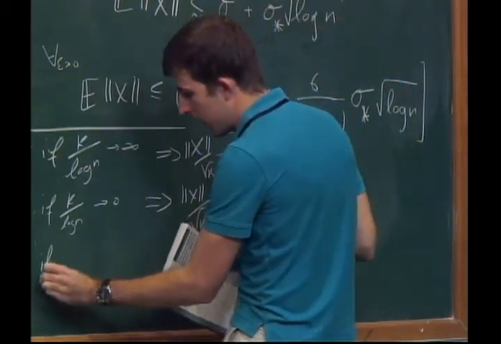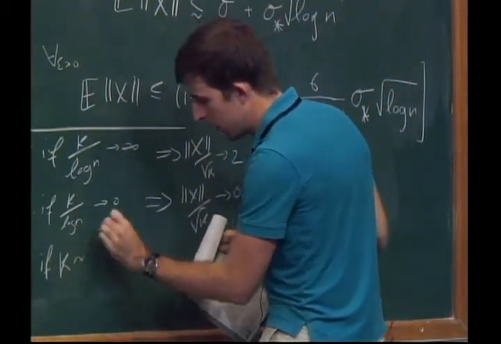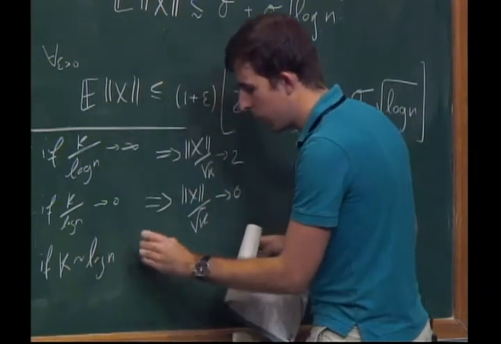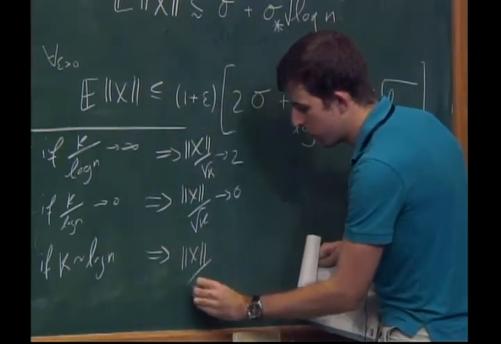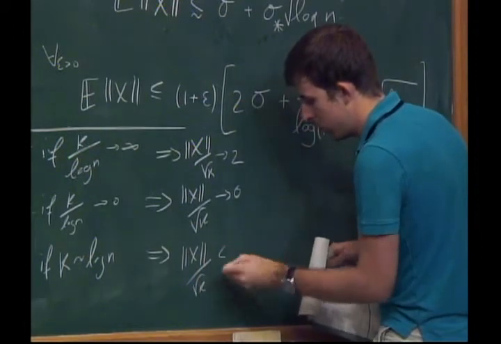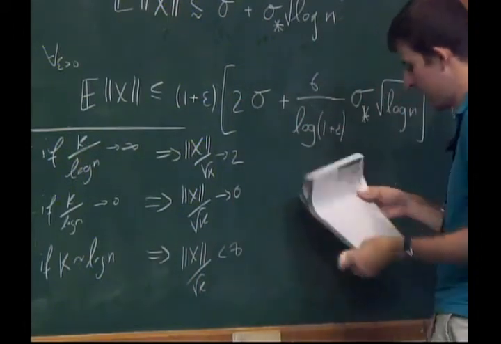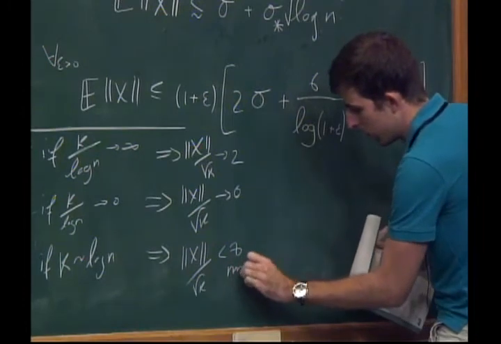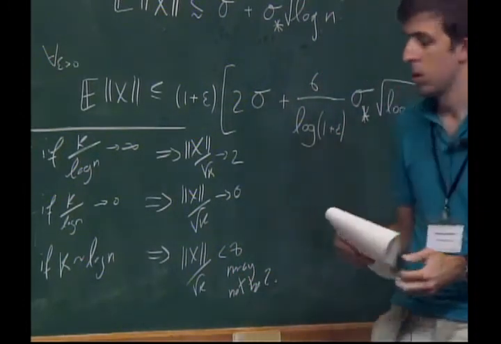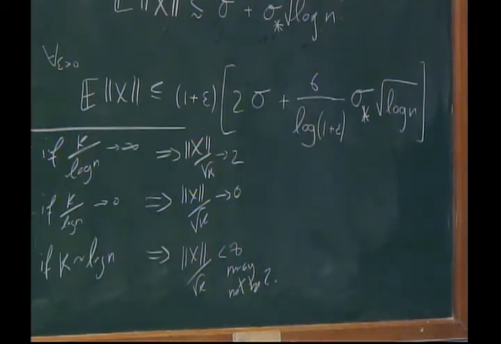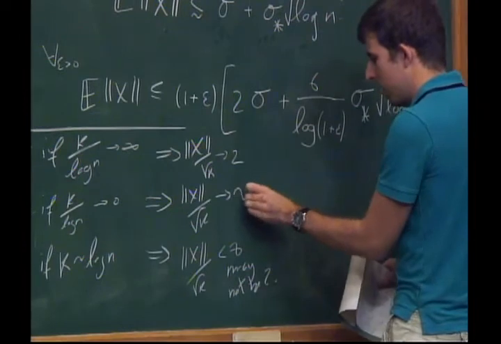And in the case in between, if k is of the same order as log n, all we know is that the spectral norm of X over square root k is bounded. So it goes to some constant, but it may not be 2. So it may go to infinity, yes, of course. Yeah, thanks. Right, thank you.